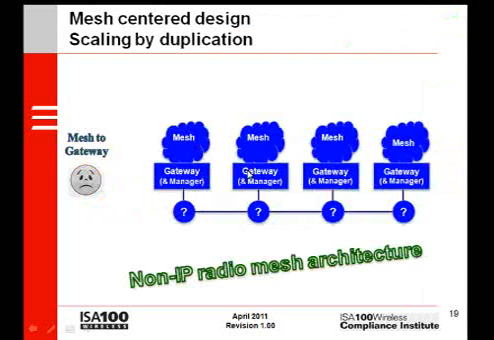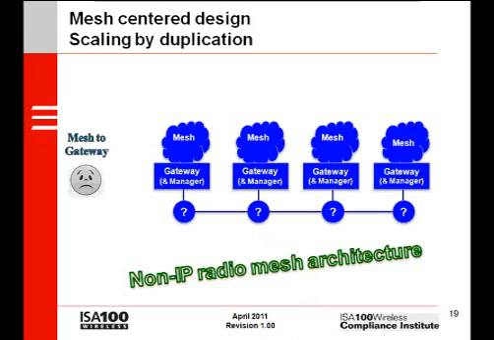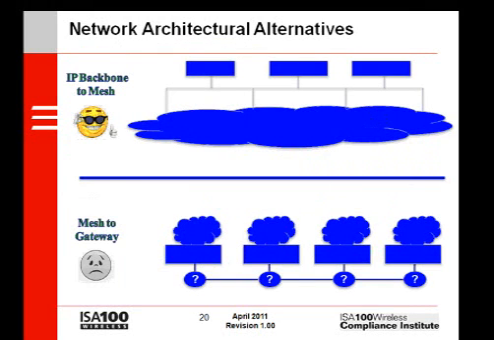So here's the mesh-centered design again. The network is scaled by duplicating lots of little meshes. And now here they are shown together. Both of these views are supported by ISA100, but the designers of the standard intended that scaled installations will look like the network at the top of the slide. Small systems or evaluation systems will tend to look like the installations at the bottom of the slide. But as the systems scale, it's expected that users will prefer to leverage the IP backbone as shown at the top of the slide.